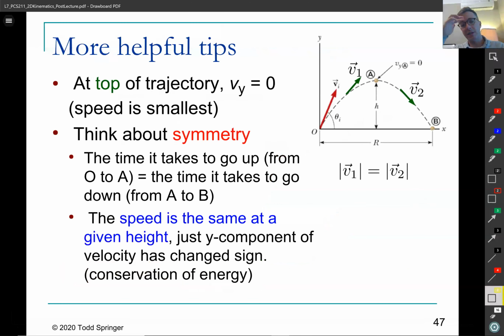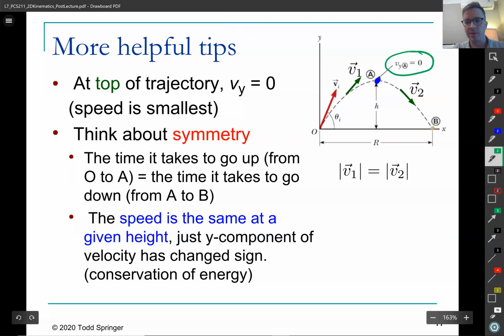A couple of other tips which are useful to know for solving problems. It's useful to look at the top of the trajectory. If I look at the point at the top of this trajectory, the object has no y velocity at that point. So that makes the equations simpler. If I know that the y velocity at that point is 0, it's a convenient point to look at.